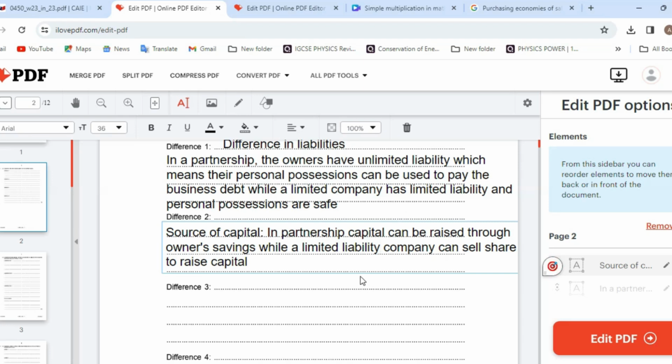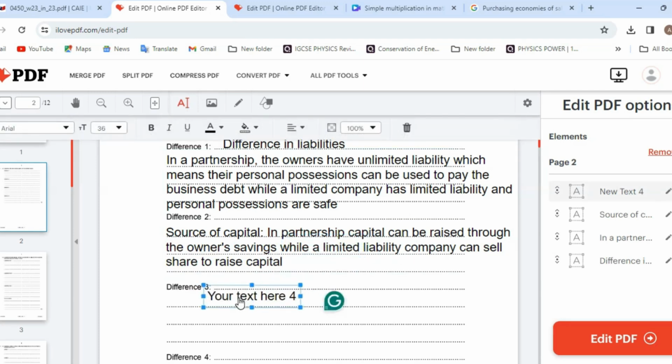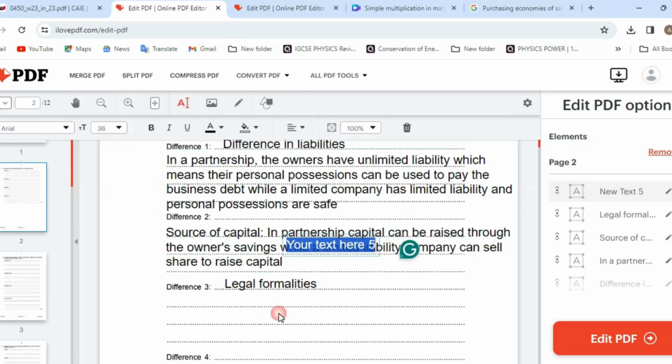Okay, the one that comes to your mind is also what? The legal formalities. Yes, it is also a difference between a partnership and a limited liability company. Okay, let's try and put it out also. The legal formalities. Of course, in partnership, we know partnership is an unincorporated business because there is no separate legal identity between the owner and the business. Since partnership is just an agreement between two people.